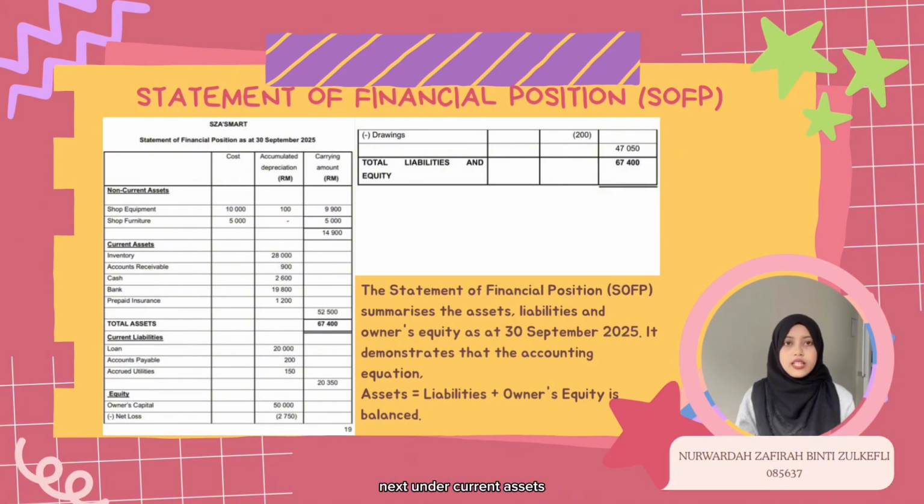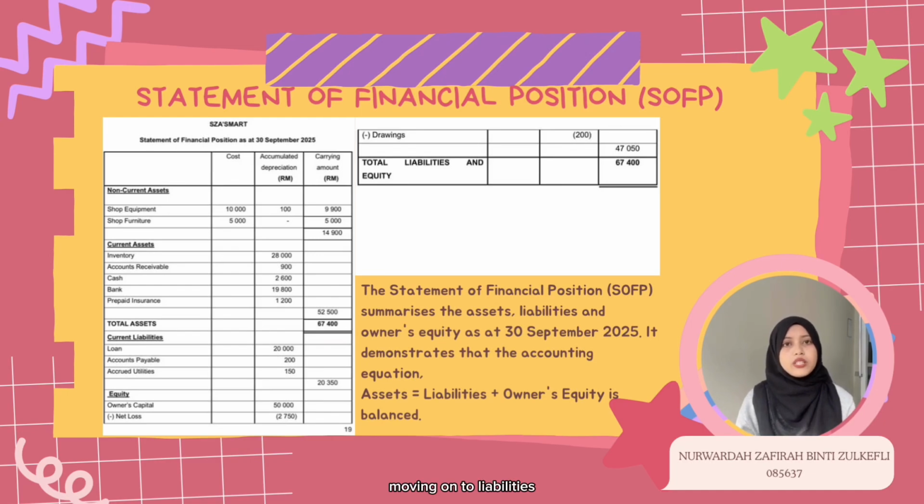Next, under current assets, we have inventory of 28,000 ringgit, which represents the goods available for sale in our mini mart. Accounts receivable of 900 ringgit refers to the amount owed by customers who purchased goods on account. In addition, we have 2,600 ringgit cash on hand, 9,800 ringgit in the bank, and prepaid insurance of 1,200 ringgit, which represents insurance paid in advance. As a result, our total current assets are 52,500 ringgit, giving us total assets of 67,400 ringgit.